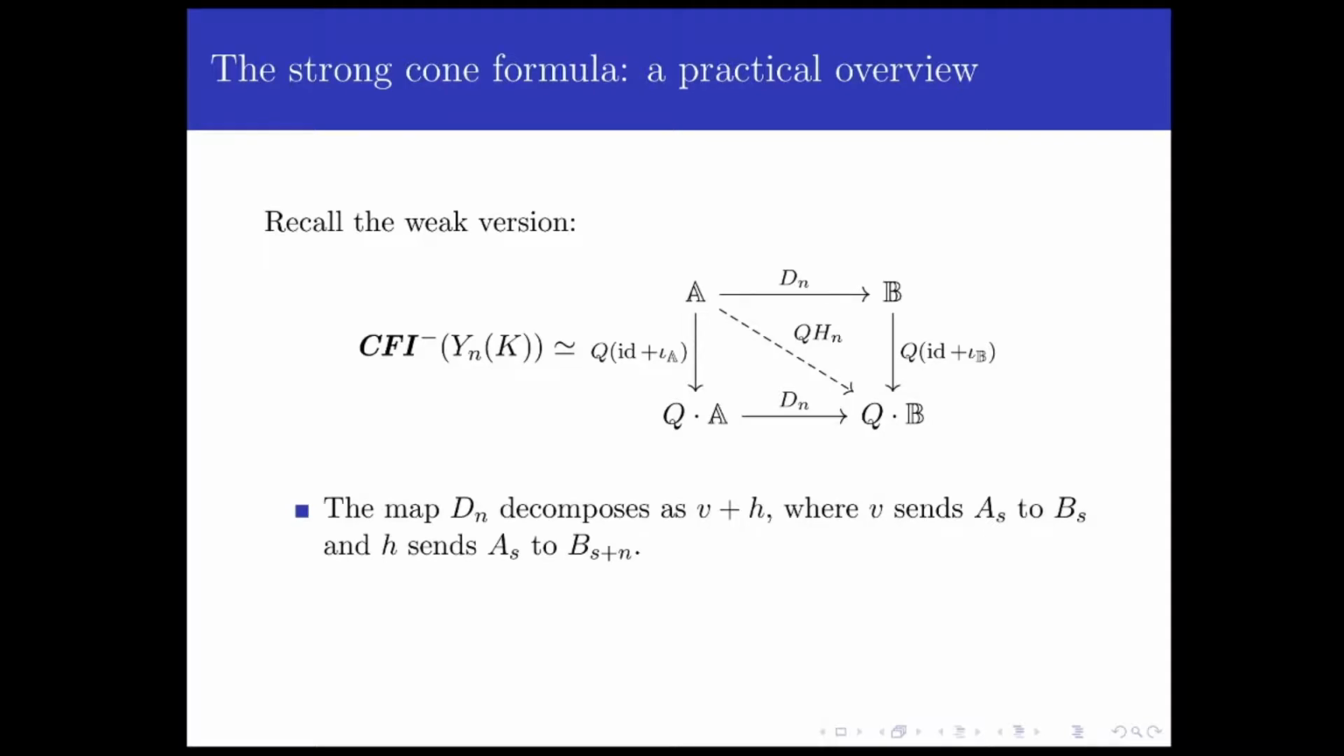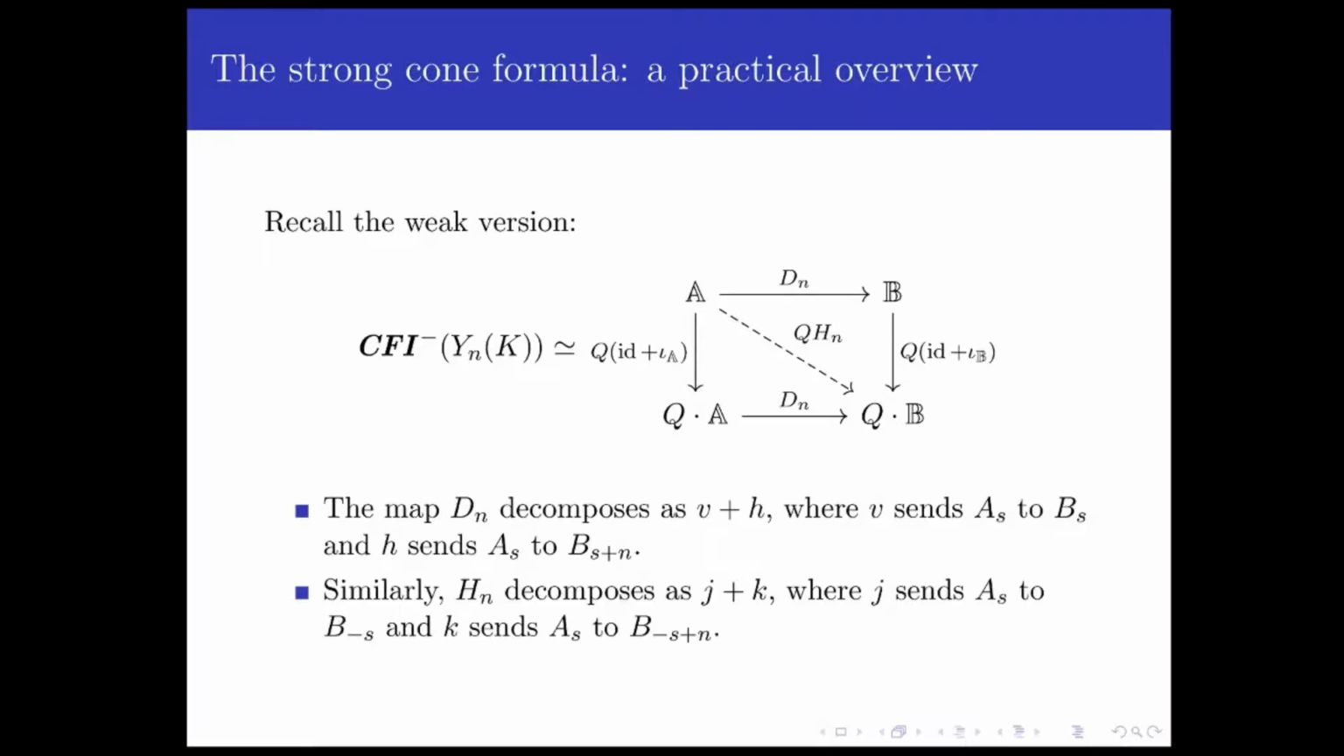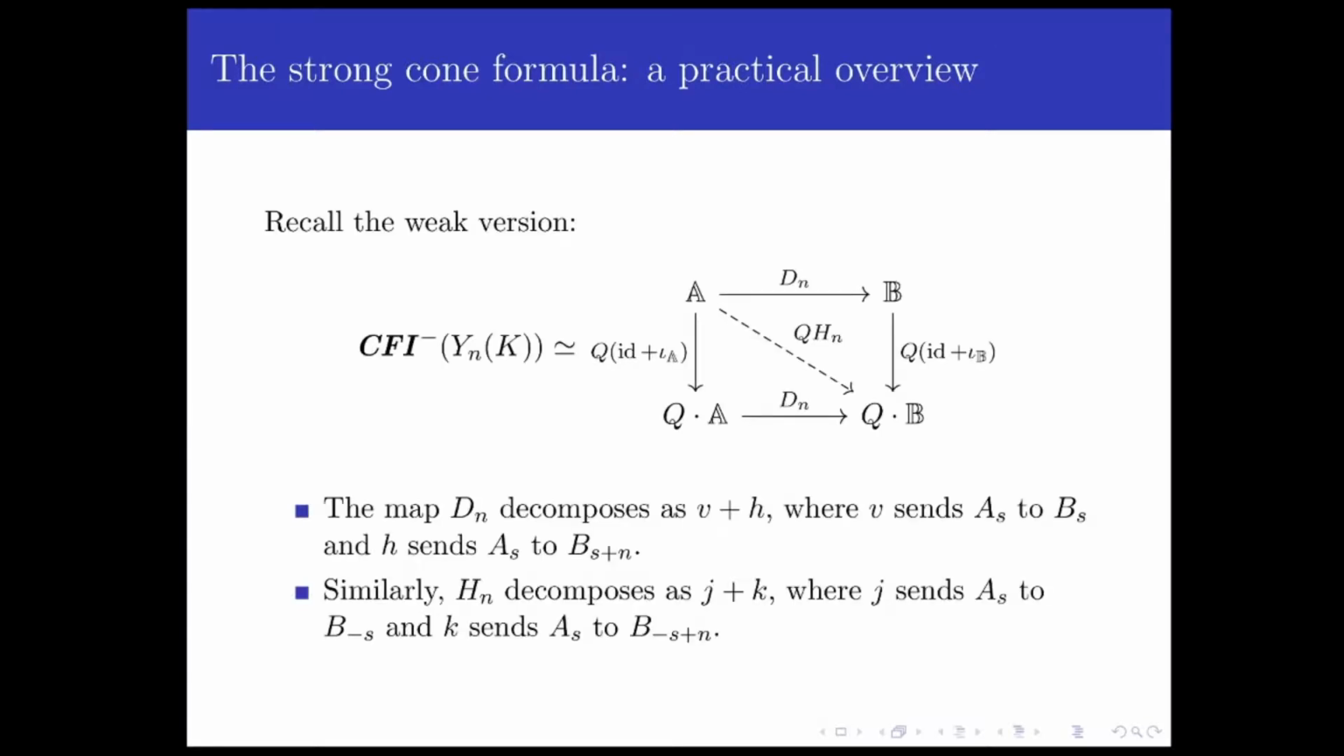And we'll recall that the map D_n decomposes as V plus H, where V sends A_s to B_s and H sends A_s to B_{s+n}. That's what Ozsváth and Szabó proved. That's just recalling their previous work. But now, one thing that always holds as well is that H_n decomposes as J plus K, where J sends A_s to B_{-s} and K sends A_s to B_{-s+n}. And actually, this holds basically by the same proof that they gave, that D_n decomposes as a sum of these two maps. This is what it turns out to be.